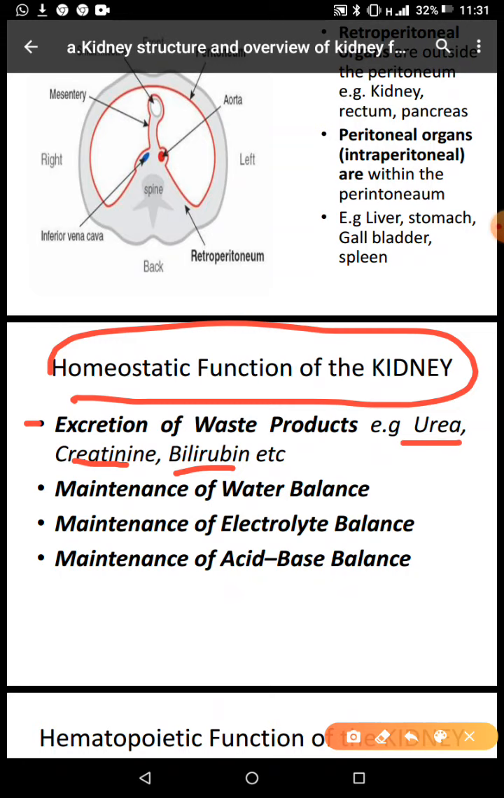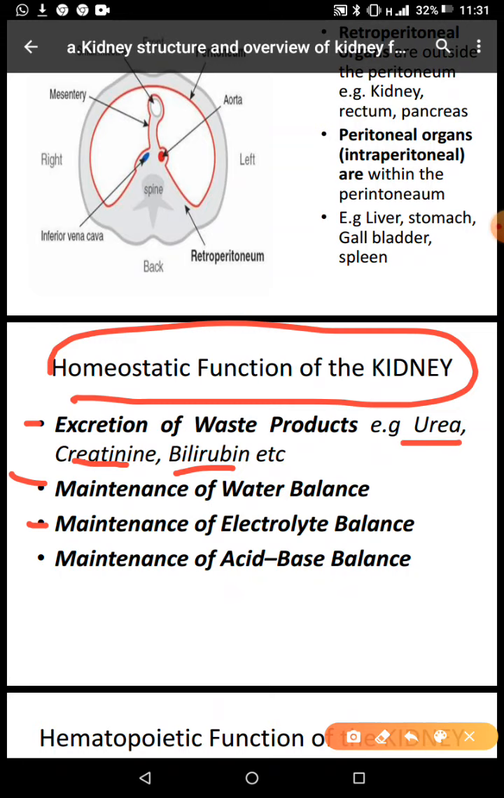The kidneys also maintain water balance by formation of urine, either dilute urine or concentrated urine. If dilute urine is produced, it means there was too much water in the body. If concentrated urine is produced, it means there is little water in the body, so it has to be conserved. We'll look at those concepts. And then the kidney is also involved in maintenance of electrolytes.